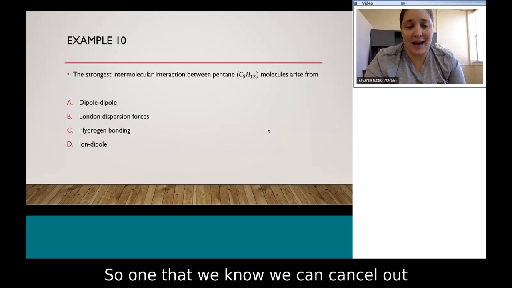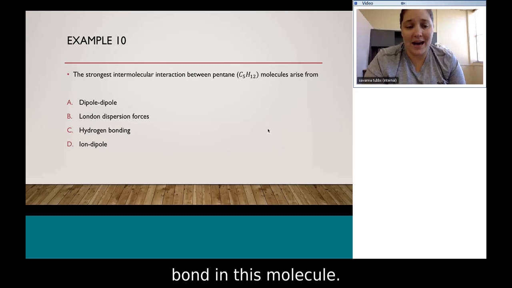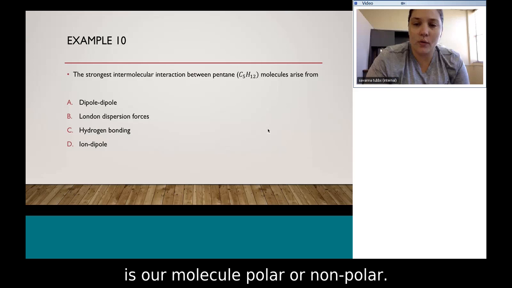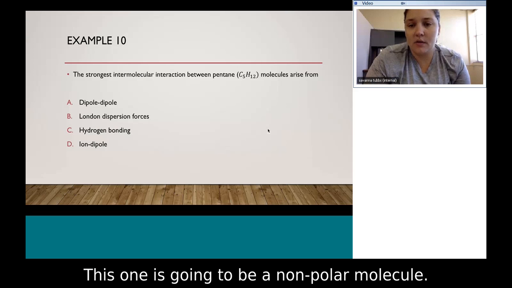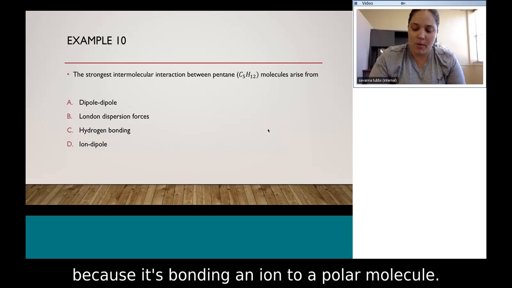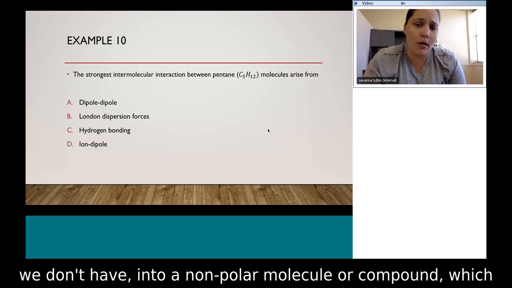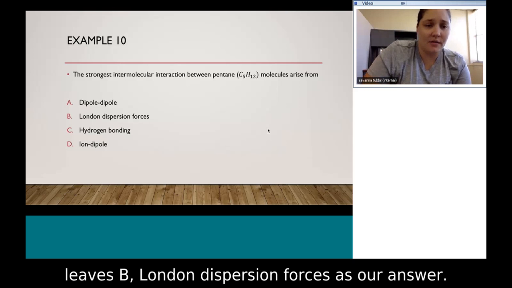So one that we know we can cancel out is going to be C, because we know that there is no hydrogen bond in this molecule. The next thing we need to look at is, is our molecule polar or nonpolar? This one is going to be a nonpolar molecule. So we automatically know D can get canceled out because it's bonding an ion to a polar molecule. The other one we can cancel out is going to be A, because we had a polar molecule, which we don't have, bonded to a nonpolar molecule or compound, which leaves B, London dispersion forces, as our answer.